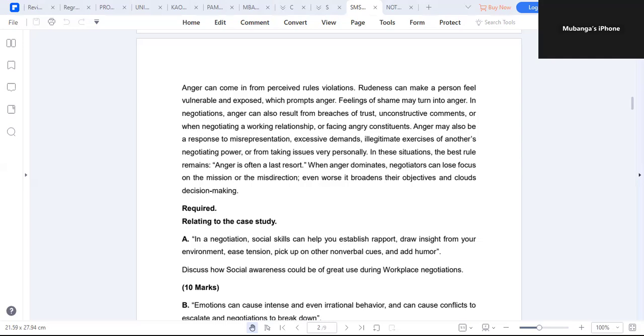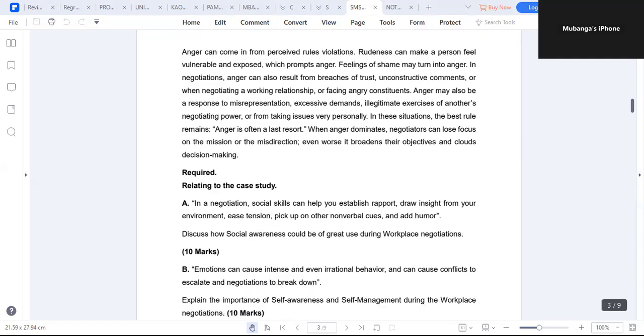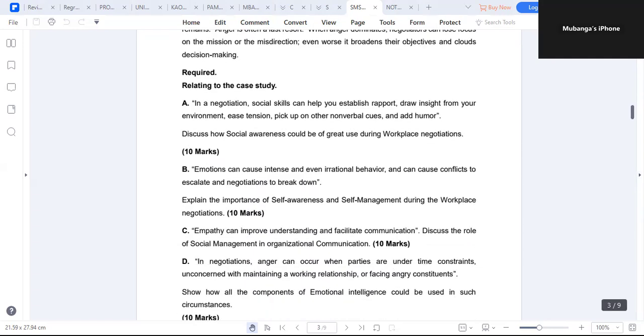Relating to the case study, in a negotiation, social skills can help you establish rapport and draw insight from the environment, ease tension, and pick on nonverbal cues and add humor. A: Discuss how social awareness could be of great use during workplace negotiations. B: Emotions can cause tension and even irrational behavior, can cause conflicts to escalate, and negotiations can break down. Explain the importance of self-awareness and self-management during the workplace negotiation.